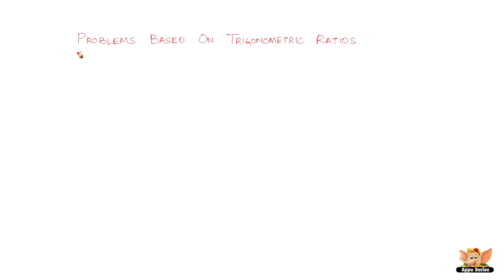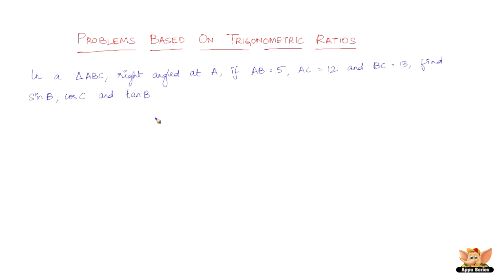In this video, let us solve more problems based on trigonometric ratios. So here is a question. In a triangle ABC, right angled at A, if AB equals 5, AC equals 12 and BC equals 13, find sine B, cos C and tan B.